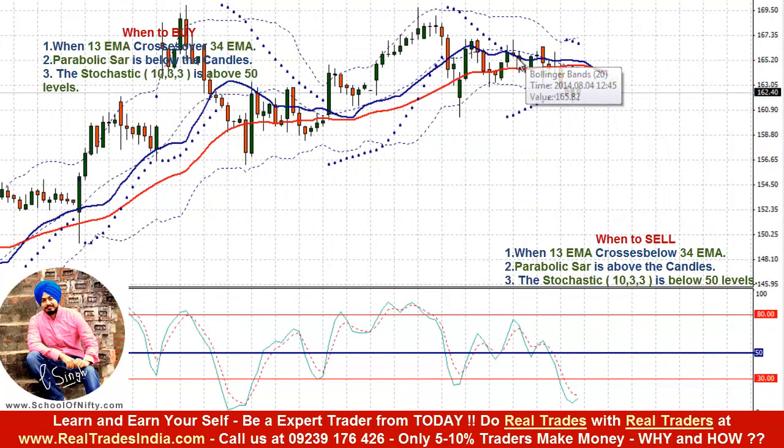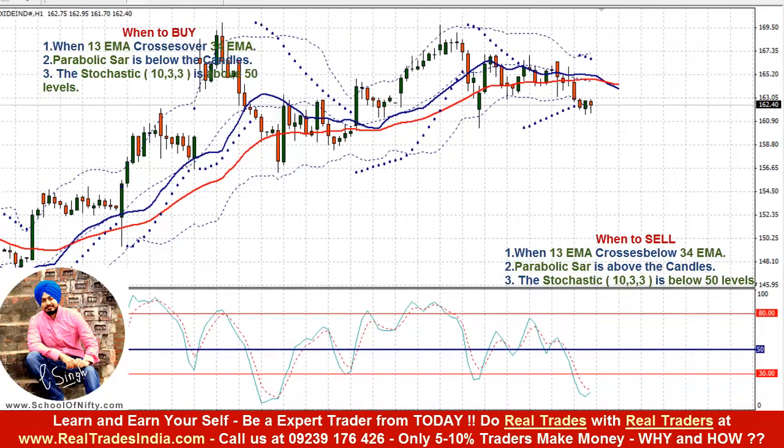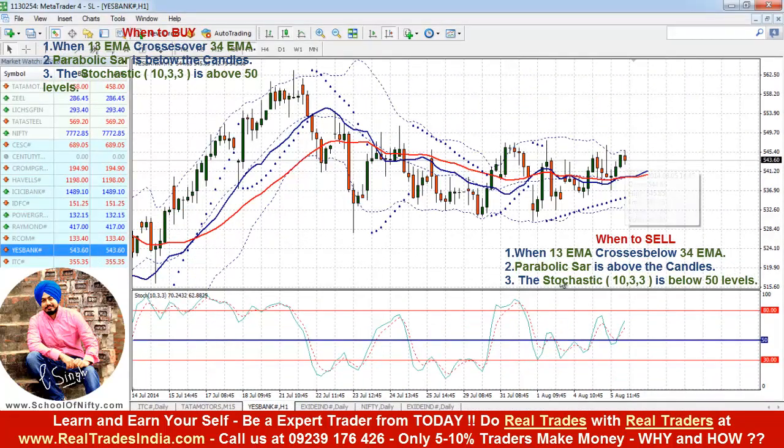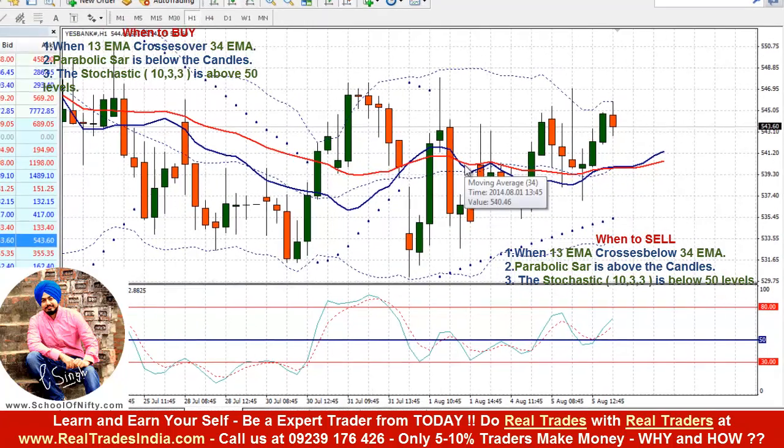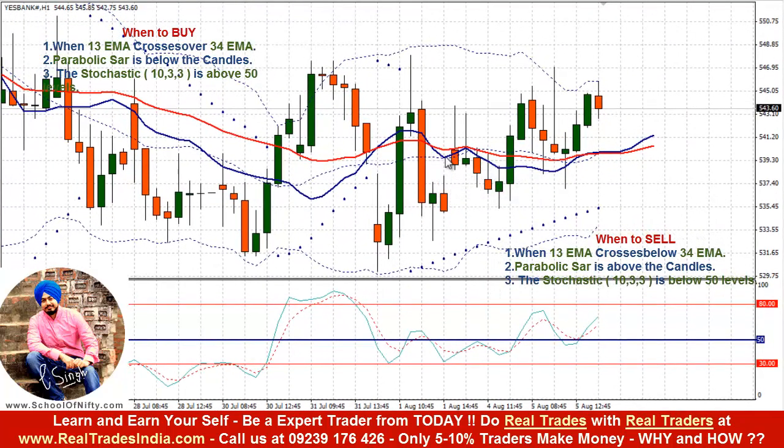So now let me look at the stock of Yes Bank. Fine, this is the stock of Yes Bank, guys. If I enlarge it a bit, you see over here, even though the 13 EMA is crossing below the 34, the parabolic SAR is not above the candles. So I don't buy over here. I buy when these dotted lines are above the candles.